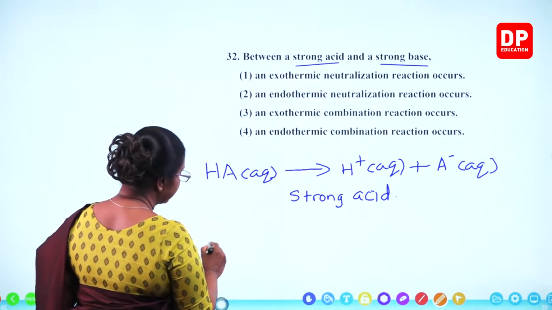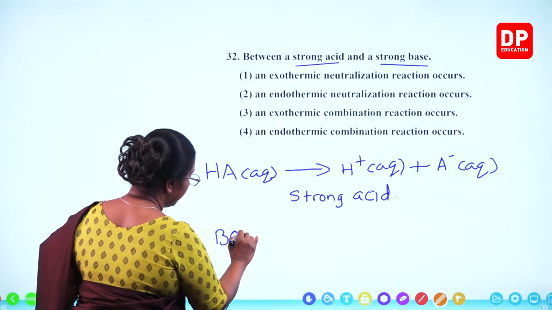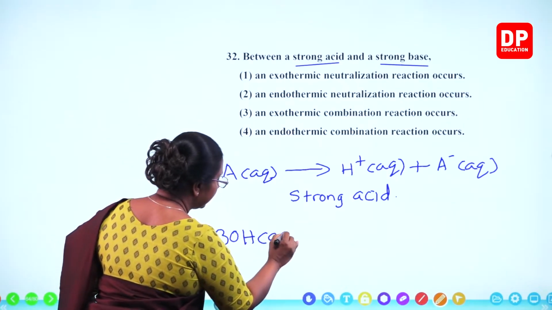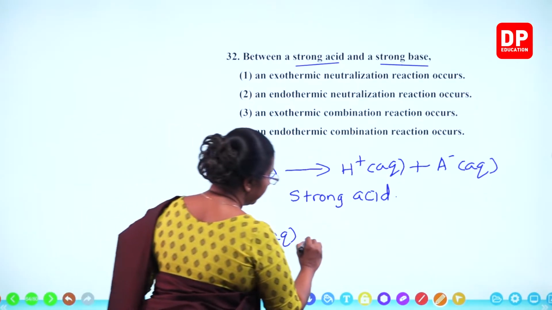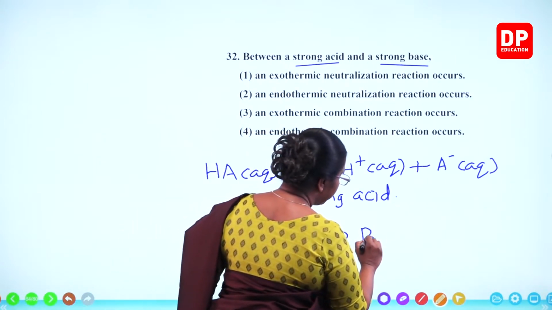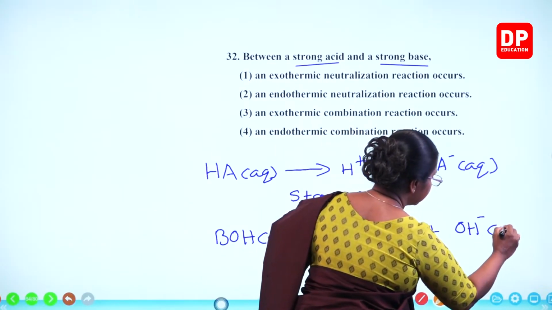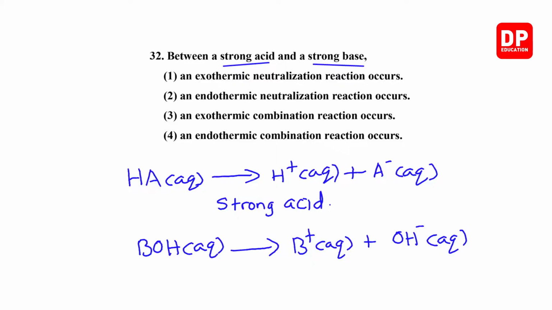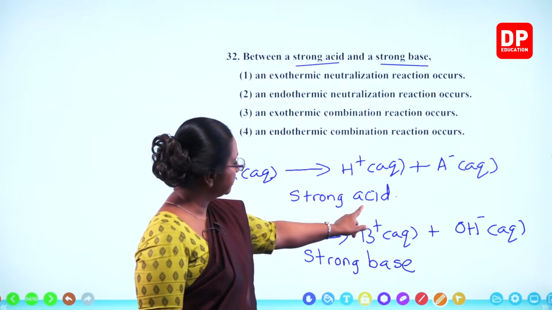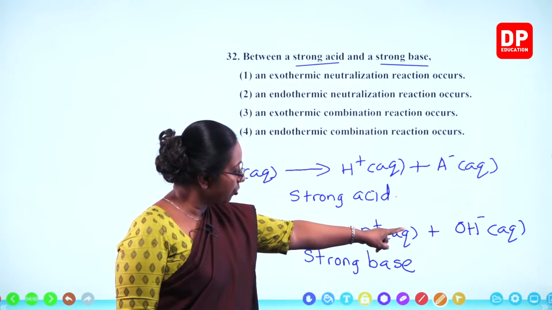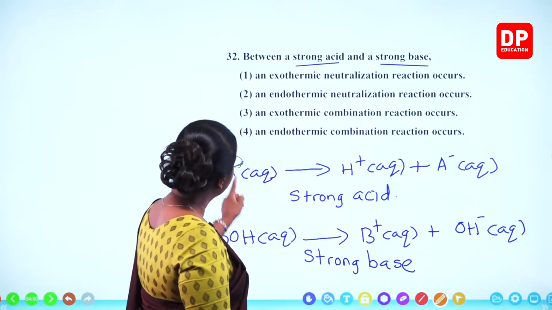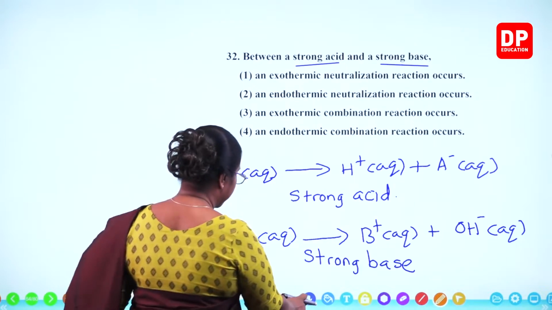The same way strong base, like say, we can write it as BOH, for example, NaOH. That again in the aqueous medium, when you dissolve it in water, completely dissociates to give B plus ions and OH minus ions. H plus is given by strong acids, OH minus is given by strong bases. So here H plus is given by strong acids and OH minus is given from strong base. When they both react together, what happens?